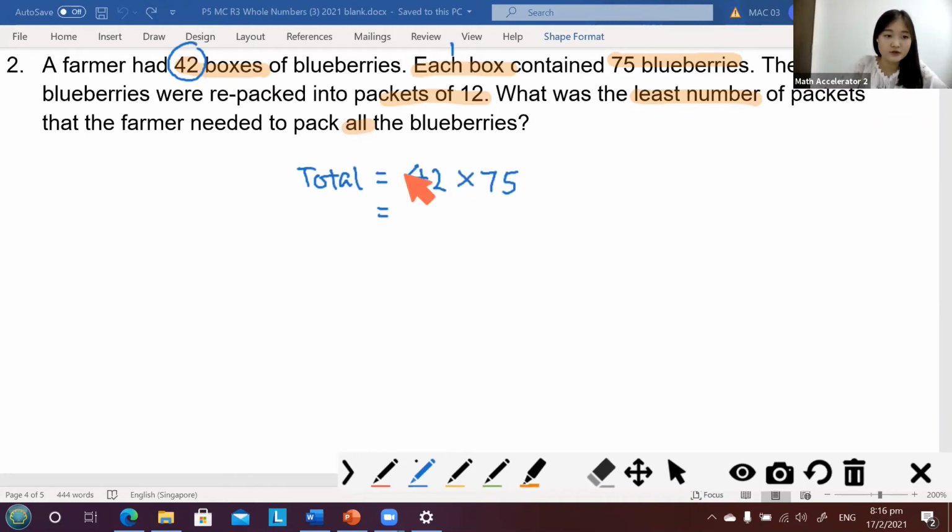Okay, thank you. 3,150. Great. So that's the first step. Now the blueberries were repacked into packets of 12. So we're going to divide this 3,150 into packets of 12. So how to find the least number of packets that the farmer needed to pack? What's your next step?